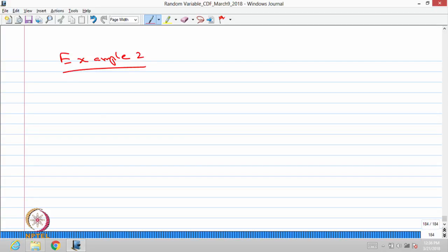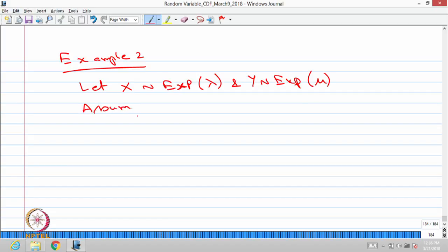We will go for a second example. The second example: let X follow an exponential distribution with the parameter lambda and Y follow an exponential distribution with the parameter mu. Assume that both the random variables are independent.